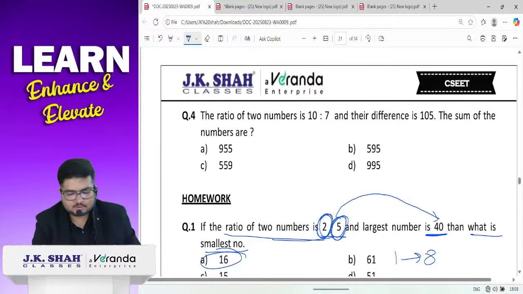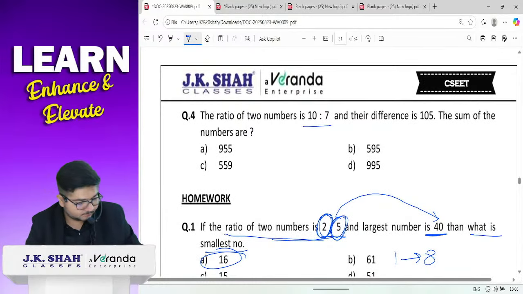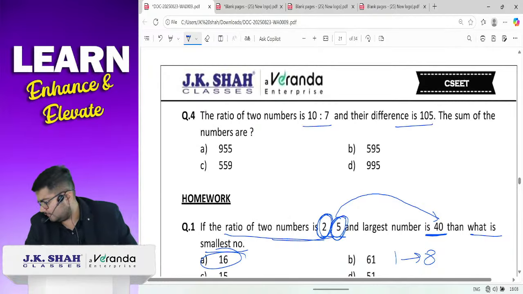Fourth question: the ratio of two numbers is 10:5 and the difference is 105.